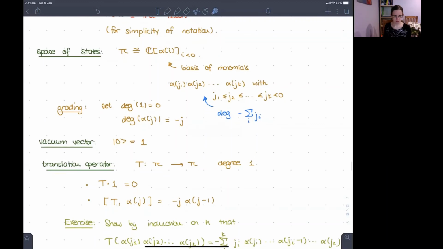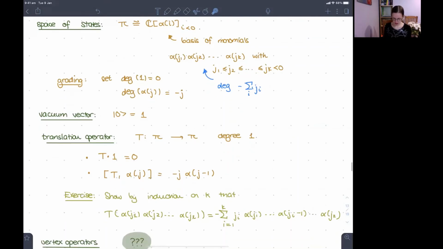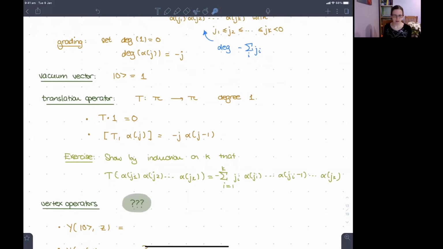Okay, and so then because everything is written by multiplying 1 by these guys, and I know how to commute past, then that determines everything, and you can just show inductively that if you act on a product, then you get a sum. So this is kind of a product rule. And for each term in the product, you get a scalar, and then you've subtracted 1 from the integer there. Okay. So that defines a translation operator, and it has degree 1. And so now the big question is, how do we define vertex operators?